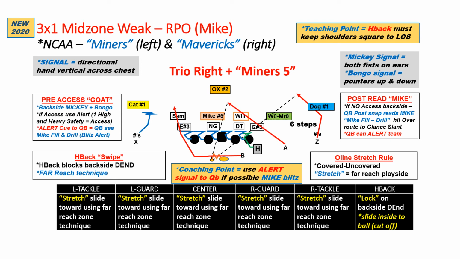If we do it out of 3x1, nothing changes. Again, the play side wide receivers are going to go ahead and block, bongo block, but the backside is always going to run their Mickey concept. So we just add the A back into the route, and we get the Z on the glance. So we get 2 receivers out of 3x1.